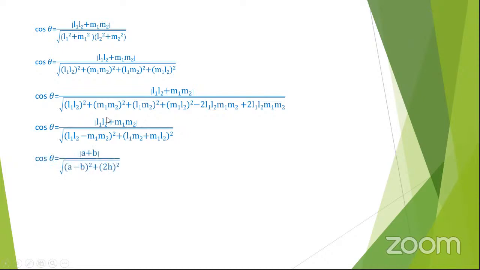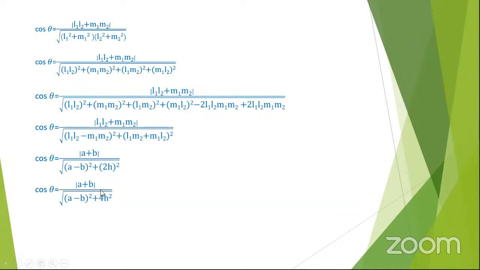Now we have substituted. Already we know that L1 L2 is equal to a, M1 M2 is equal to b, and L1 M2 plus M1 L2 is equal to 2h. Hence we are substituting those values in this. So we will get cos theta is equal to (a plus b) by under root of (a minus b) whole square plus (2h) whole square. That is nothing but cos theta is equal to (a plus b) by under root of (a minus b) whole square plus 4h square.